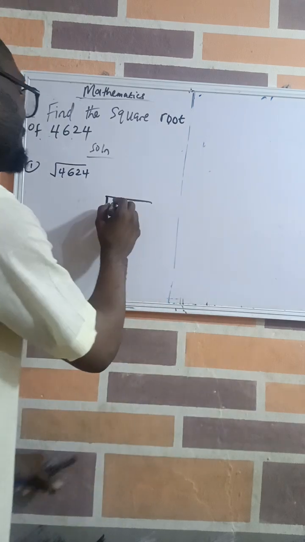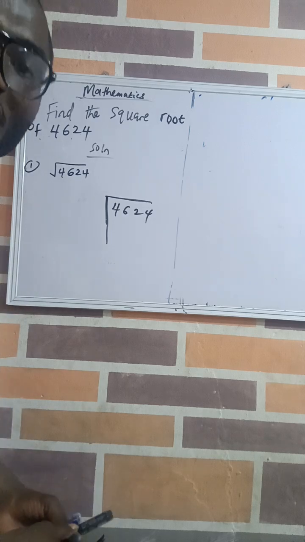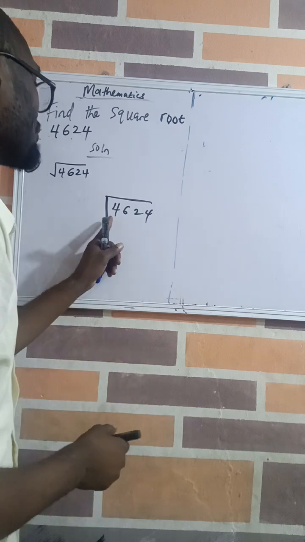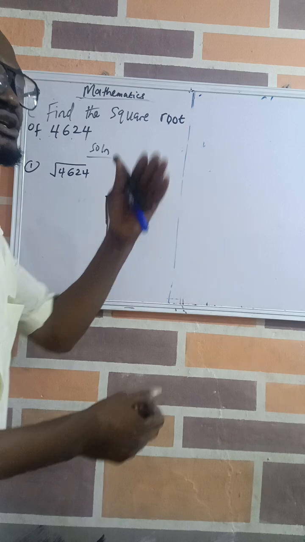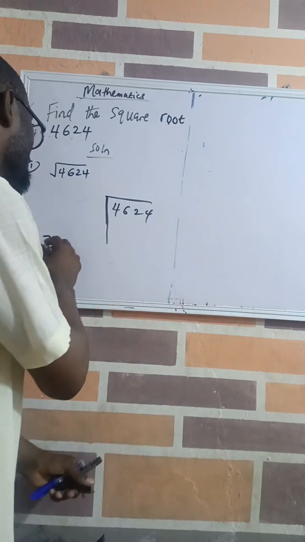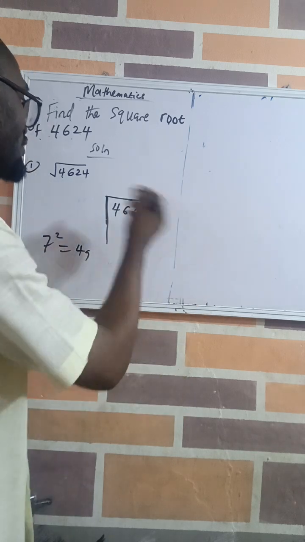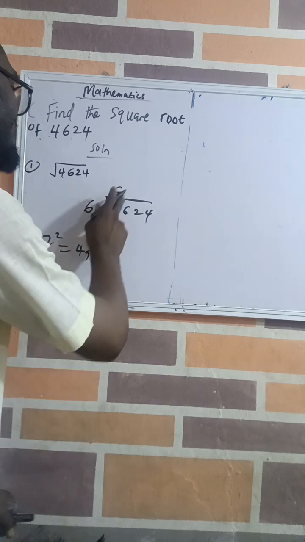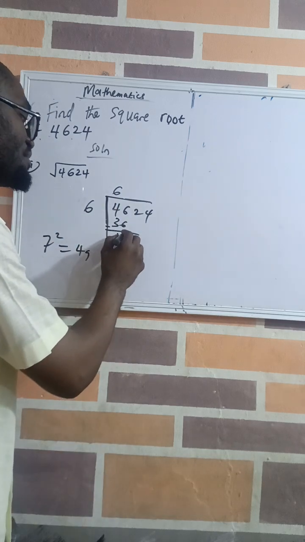Now, you have 4,624. You have to find the square root of 4,624 using long division method. Now, you look for the square of which number will give you either 46 or number less than 46. As you all know, if you count the square of numbers from 1 to 6, because 7 square will give you what? 7 times 7, 49. And it is more than 46 already. So let's go back to 6 square, which is 6 times 6. Then 6 times 6 will give you 36. 46 minus 36 will give you 10.